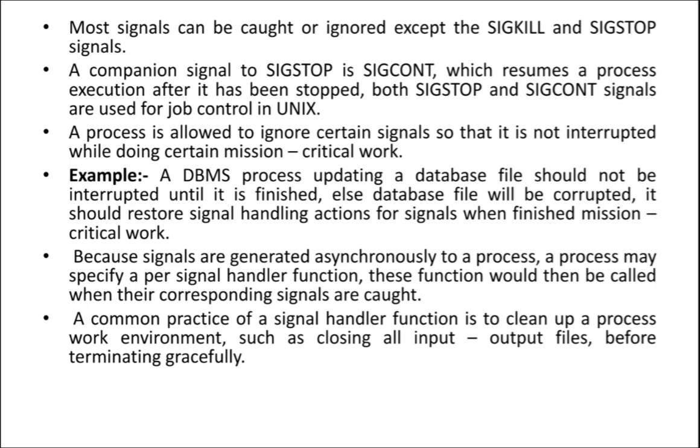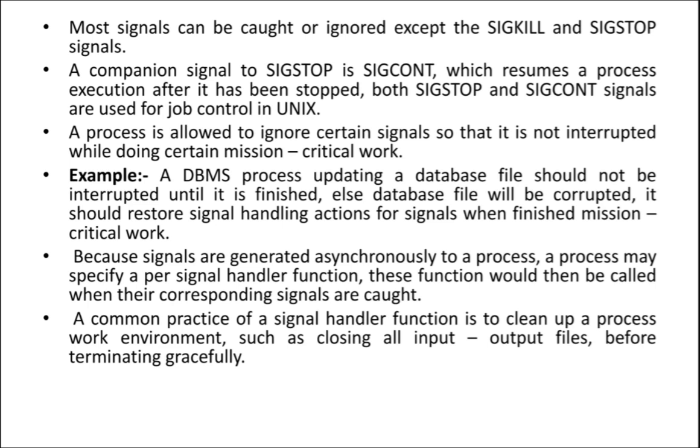Obviously, job control means what? Some jobs have to be stopped, some jobs have to be started. So how can you do that? By using these two signals, SIGSTOP and SIGCONT. And a process is allowed to ignore certain signals so that it is not interrupted while doing certain mission critical work. Very, very important.